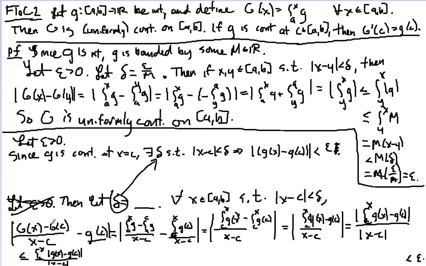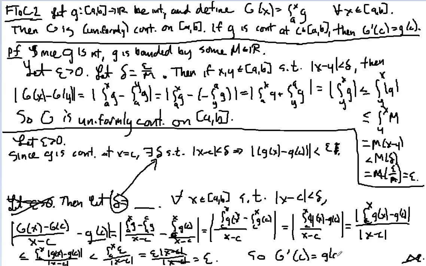Because now, when you take the difference quotient minus g of c and go through all this algebra, you get this. This is going to be less than the integral from c to x of epsilon over x minus c. Epsilon's a constant, so the integral of the constant is epsilon times the length of the interval, x minus c, boom, boom, equals epsilon. So this quotient minus g of c is less than epsilon. We don't need this. So g prime of c has to equal g of c because this thing is less than epsilon. We're done.